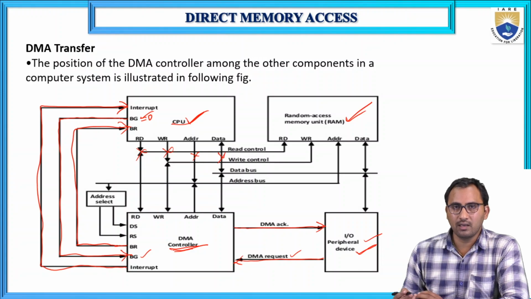And again, at some other time, whenever the IO device wants to transfer data again, the IO device will send a DMA request. So this process will be repeated for another bytes of data transfer. This is how the data will be transferred from the IO device to the memory with less participation of the CPU.